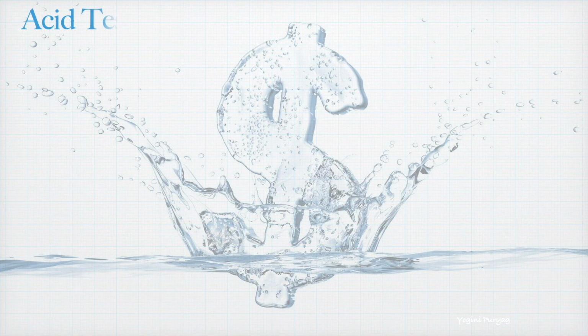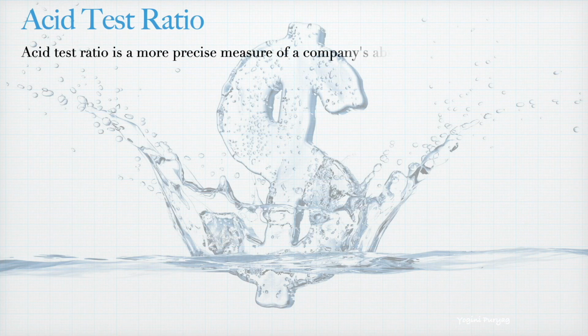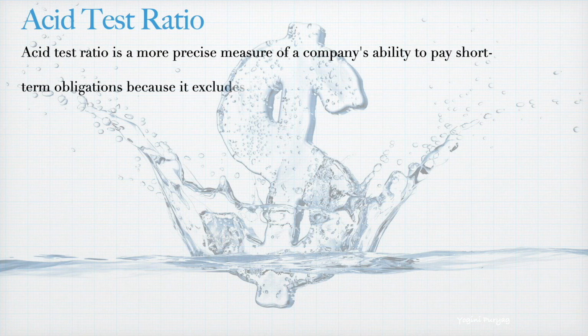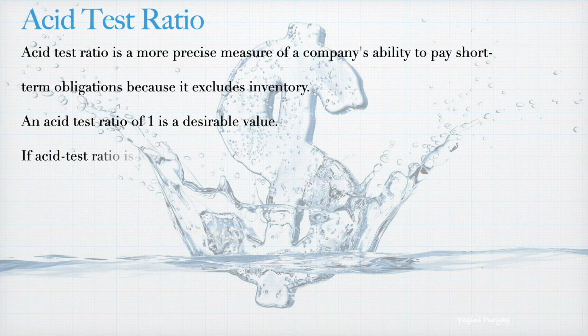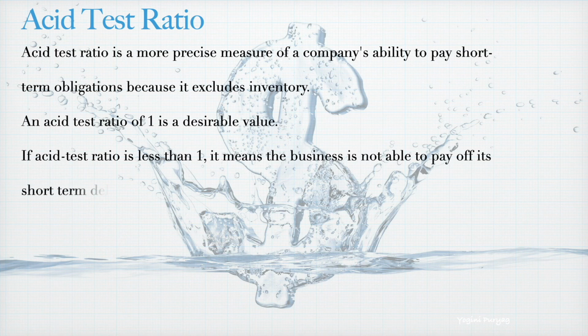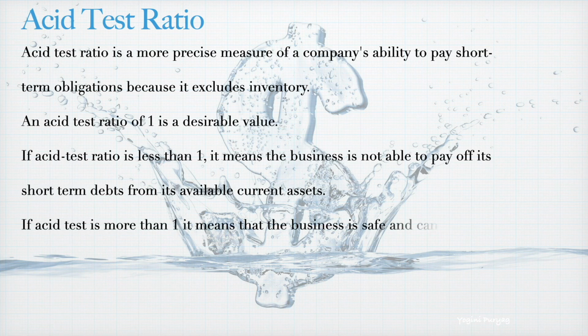Acid test ratio. Acid test ratio is a more precise measure of a company's ability to pay short-term obligations because it excludes inventory. An acid test ratio of 1 is a desirable value. If acid test ratio is less than 1, it means the business is not able to pay off its short-term debts from its available current assets. If acid test is more than 1, it means that the business is safe and can meet its short-term obligations.